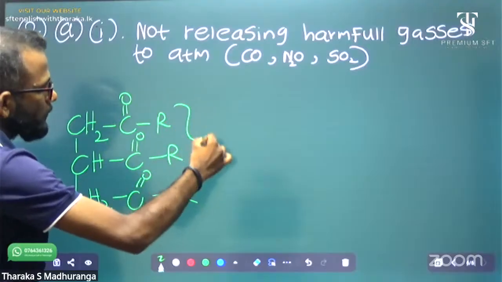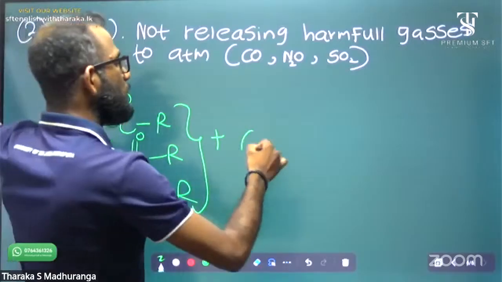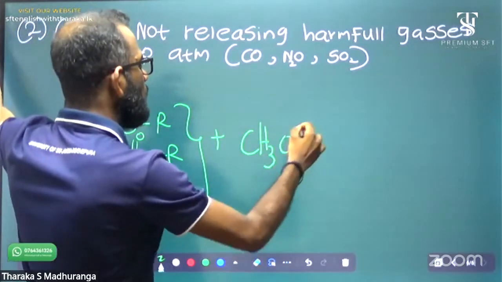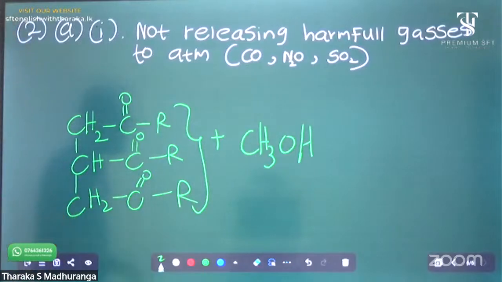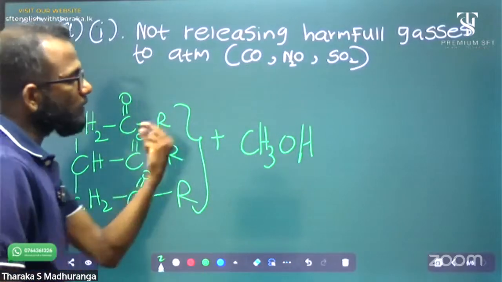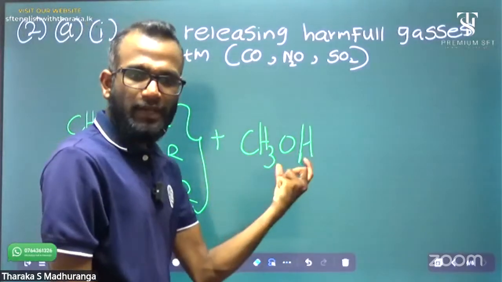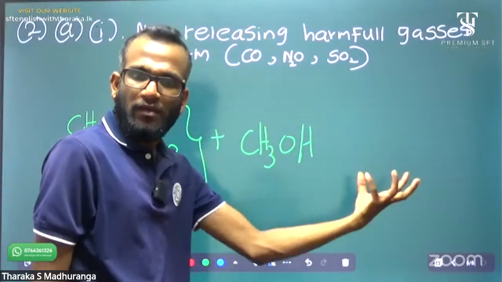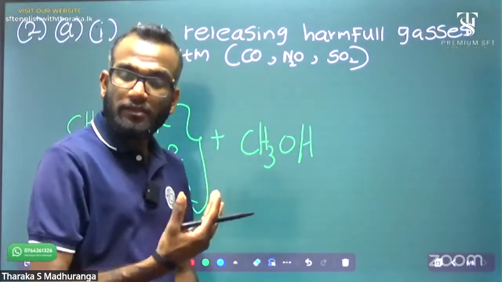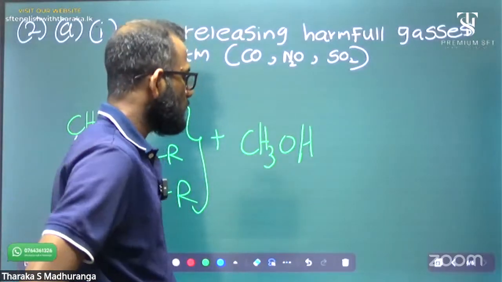Triglyceride reacts with methanol. Methanol, what is the formula? CH3OH. Triglyceride means oil. Oil reacts with methanol, then biodiesel is produced, and as a byproduct, glycerol, right? Biodiesel and glycerol.